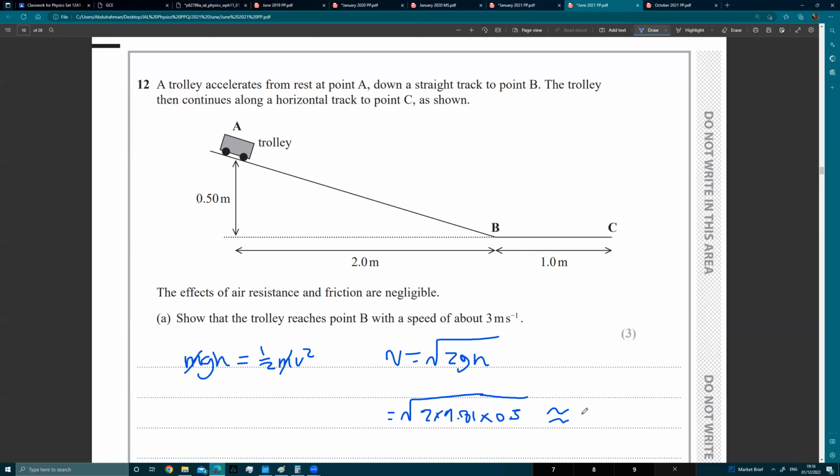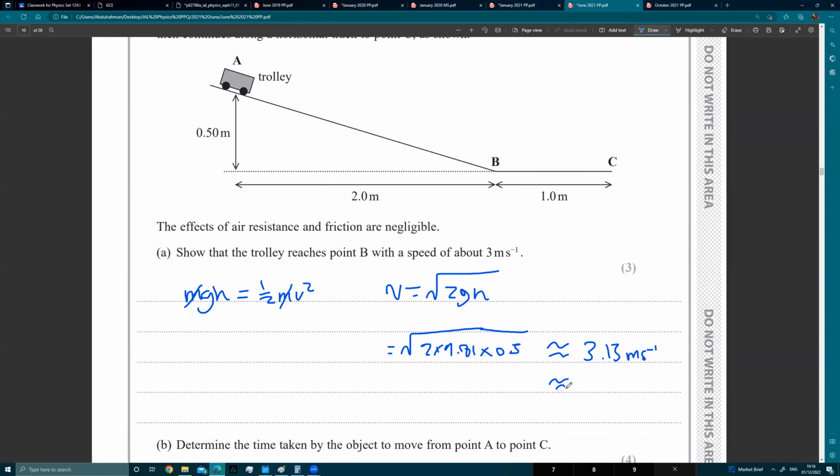I've seen this 3 marker before. Yes, sir, 3.13, around 3. Yes, sir. The reason I'm so thankful is you're my physics teacher. No problem. So the reason is 3 marks. Let me explain why it's 3 marks.